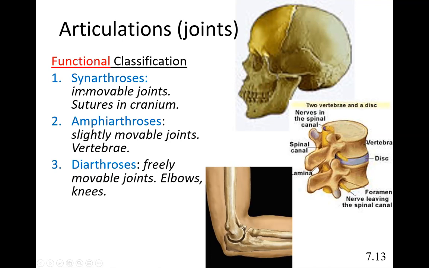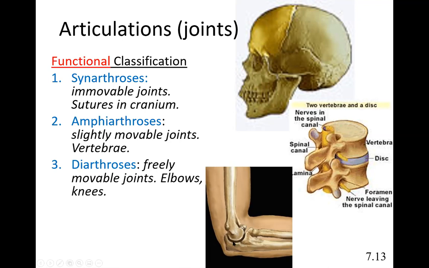If they are completely immovable, for example the joints between the cranium, all of those sutures, those are immovable. They don't move around. They're called synarthrotic joints or synarthrosis. Synarthrosis would be the noun for that. And if they move slightly, for example the joints between the vertebrae that are stacked on top of each other, they have a little disc of cartilage, so they allow for a little bit of movement. That slight movement would be called amphiarthrosis or amphiarthrotic joints.